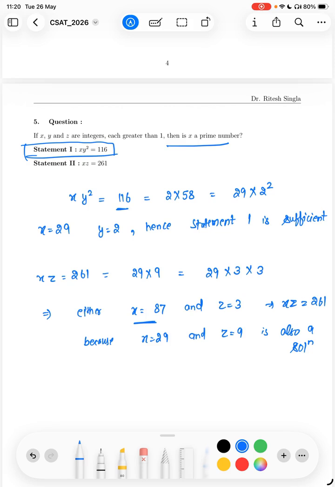So what should be the option? One of the statements is able to provide the justification and the second statement is not. Hence option A is correct. From statement 1 we are able to guarantee that x has to be 29, so x is prime. But from statement 2, x can be 29 or x can be 87. So you cannot really guarantee whether x is prime or not. And you do not really need statement 2 to justify it. Statement 1 alone justifies that x is prime. Hence, for question 5, option A will be correct.